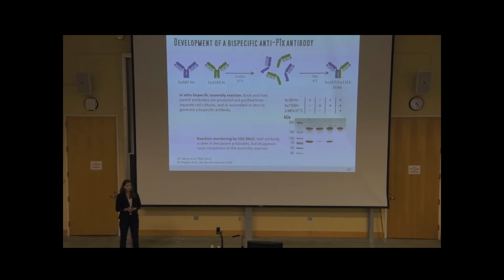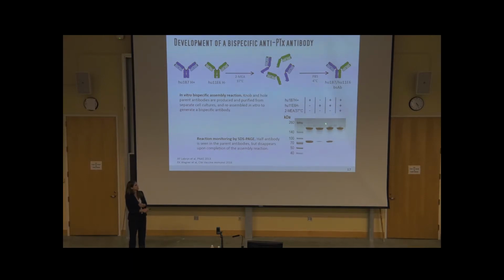So we can do a little bit of monitoring of this using SDS-PAGE. Here, the knob antibody looks like this when it's purified separately. We see this heavy band at about 150 kD. That's the intact antibody. We also see a significant band at 75. That corresponds to the half antibody, which is not surprising since we have that mutation that's disrupting pairing of the two heavy chains.